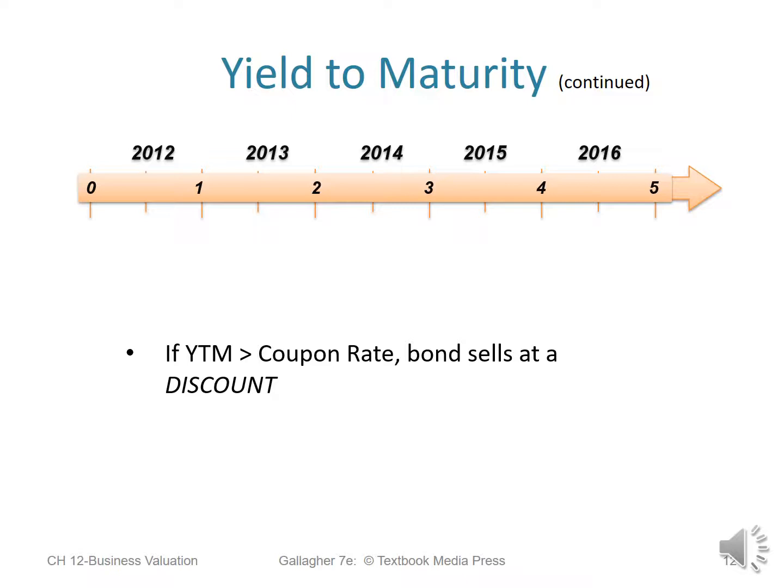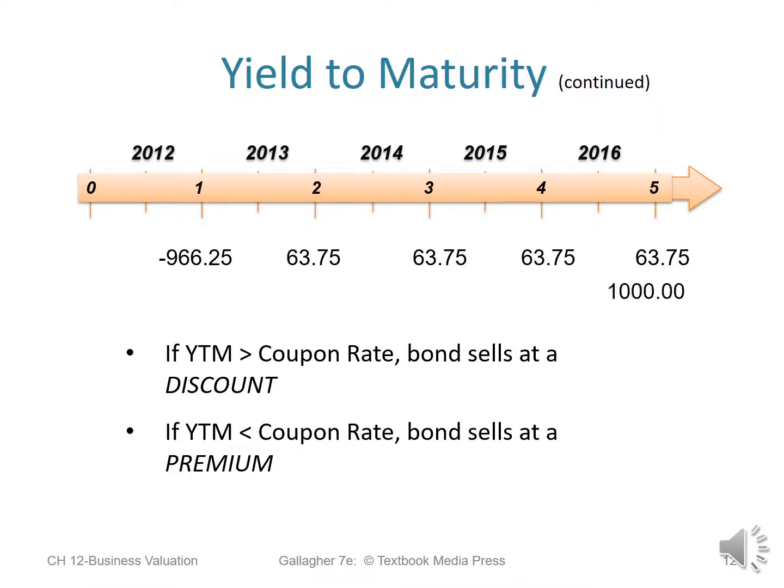Yield to maturity. If yield to maturity is greater than the coupon rate, the bond sells at a discount. If yield to maturity is less than the coupon rate, the bond sells at a premium.